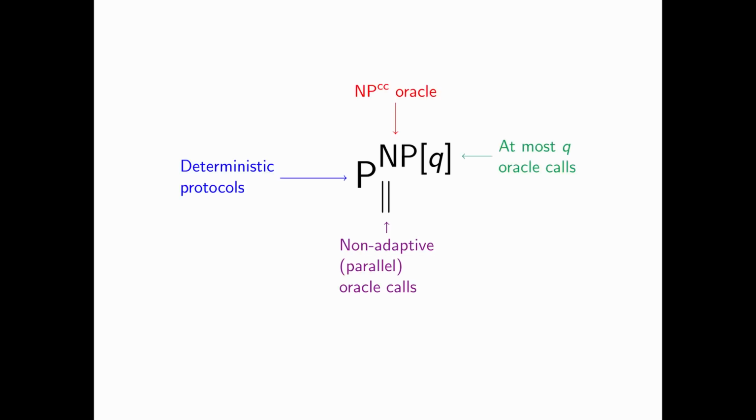The class P to the NPQ parallel, I'm sorry that this is a bit of a mouthful to say, contains problems which have efficient P to the NP style protocols with the constraint that we are only allowed to have at most Q NP oracle calls, and that these calls must be made non-adaptively. That is, the queries must not depend on the answers to previous queries. You can think of this as the queries being made in parallel. This is a natural way to study the power of adding more NP oracle calls.